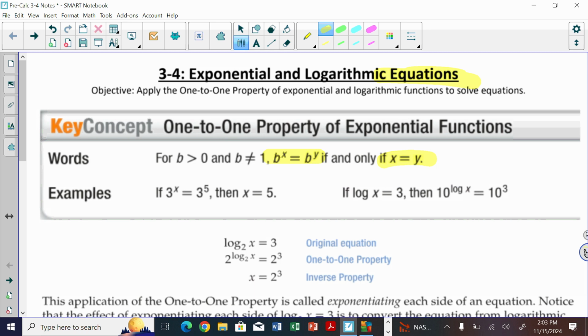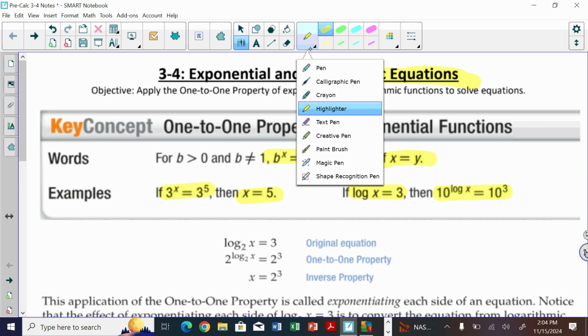So another way to put that as an example is if you have a base of 3 to the x equals 3 to the 5, then we know that x has to equal 5. The exponents are equal. In logarithmic form, we could say that if we had log of x equals 3, then we could say that 10 to the log of x would equal 10 to the 3.